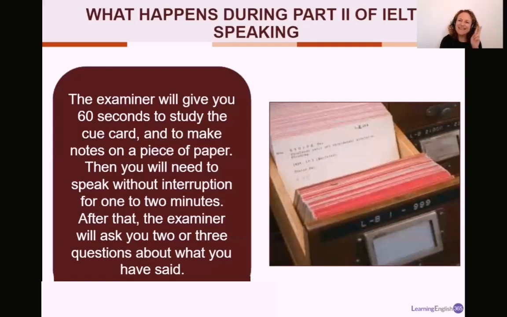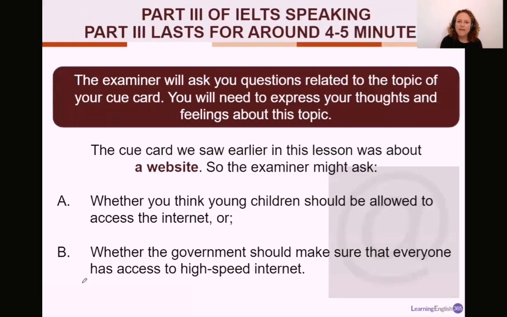Part 3 is linked to part 2. And in part 3, you will be asked more questions that are related to the topic that you were asked to prepare. Okay? So there'll be more in-depth questions, really. And you will be asked about your thoughts and your opinions about the topic. And this will last again between 4 to 5 minutes.